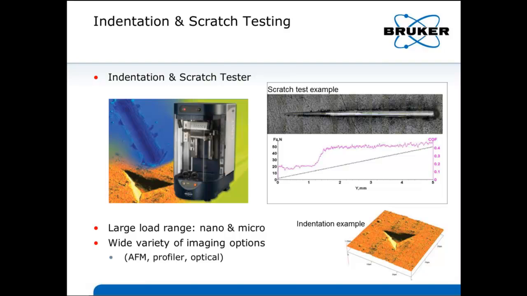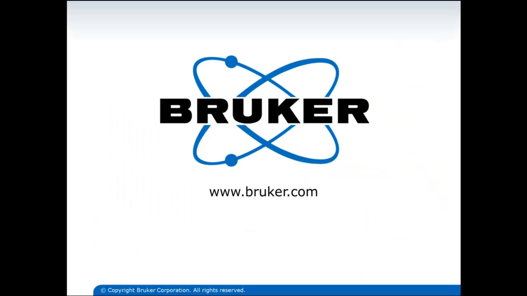And finally, at the micro scale and nano scale, indentation and scratch testing can be done by just changing the head up here. We can cover a large load range, both in the nano and micro regime, a wide variety of imaging options, atomic force microscopy, profilers, and optical microscopy after we've made the scratch or indentation can be covered. And with that, I believe I can wrap up on time and open the floor to any questions.